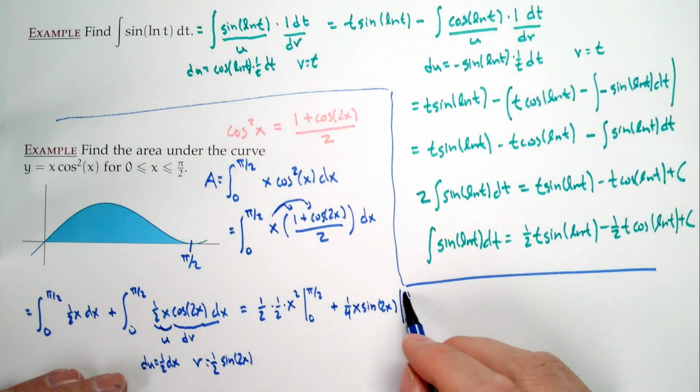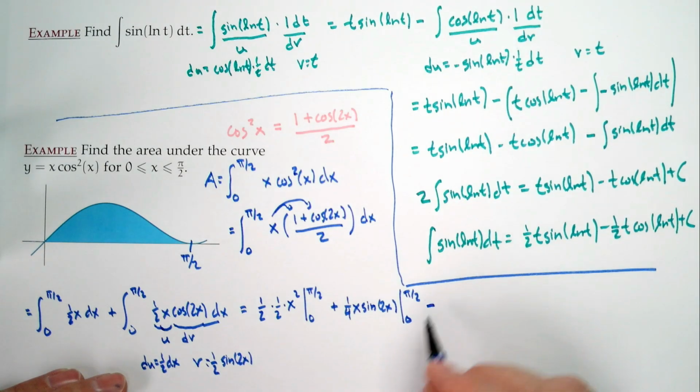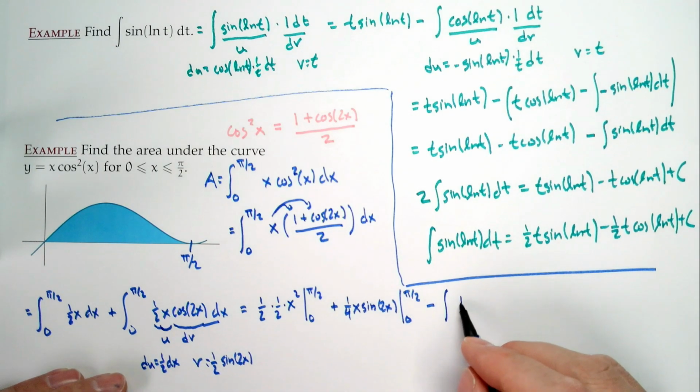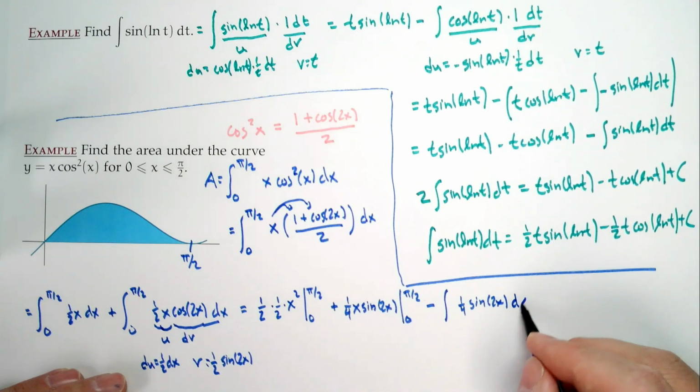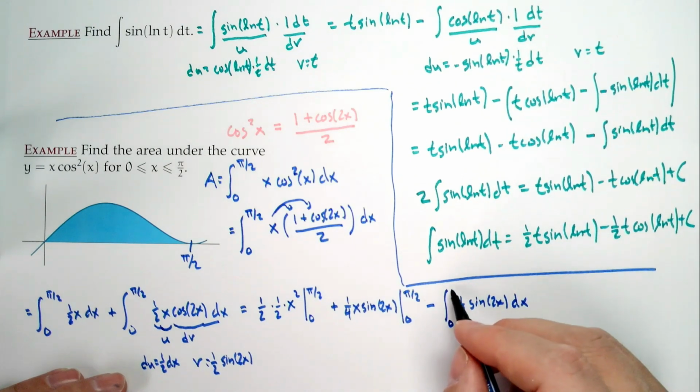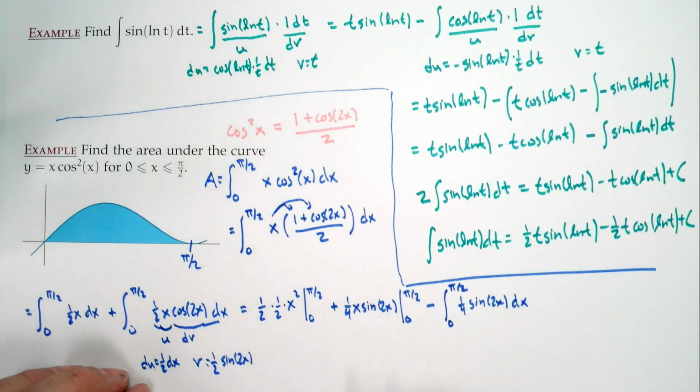Evaluate, because it's a definite integral. And then minus the integral of v du. So 1/2 and 1/2 makes 1/4 sine of 2x dx, and that's going from 0 to pi halves. All right, so let's do some work.